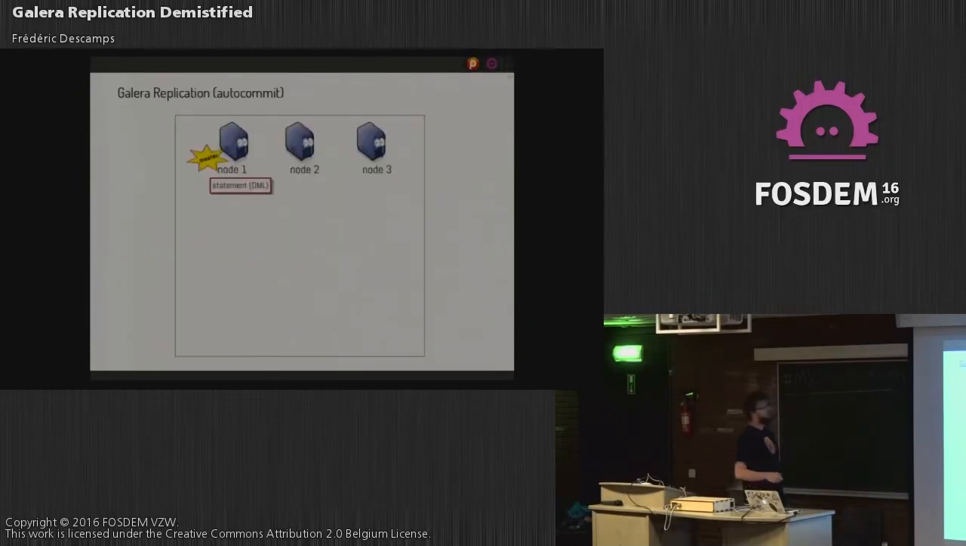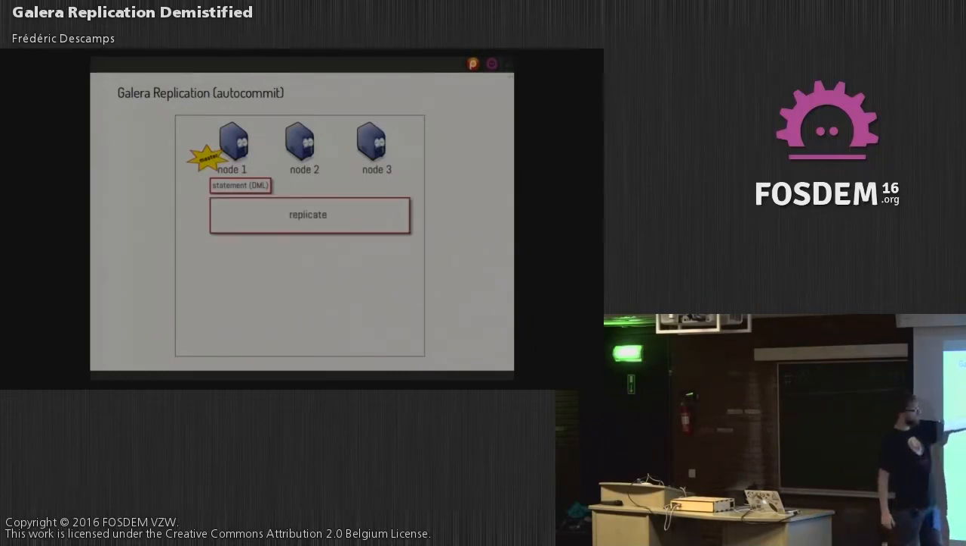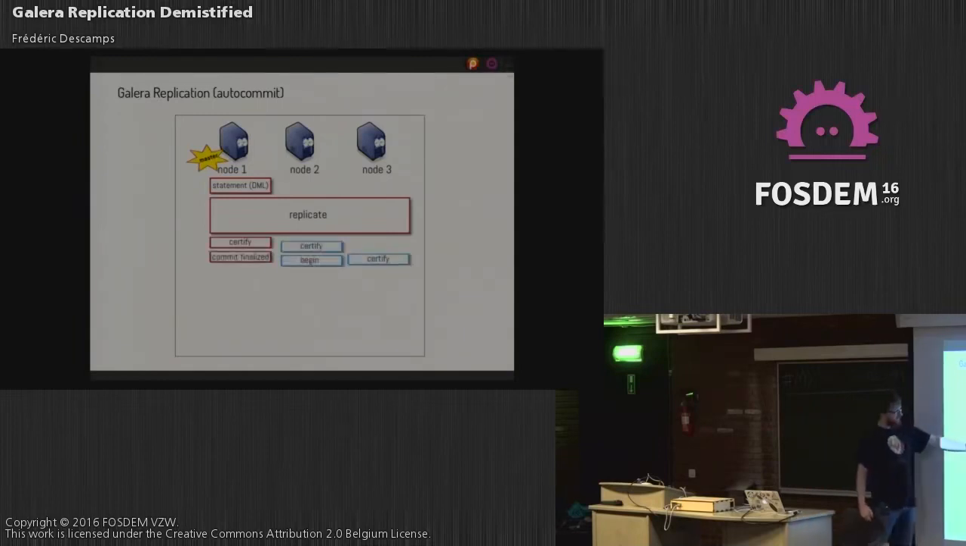some graphs on how it works. With autocommit, what happens is we do a change on one node, it replicates, right? Then it's certified, and here what you can already see is that this is the only synchronous part. When we say it's synchronous replication, yes, replication is synchronous, but the commit and certification are not synchronous. It will happen at a different time.